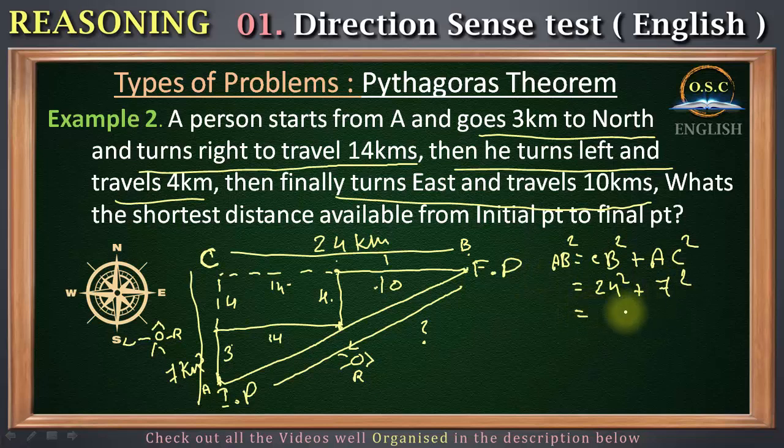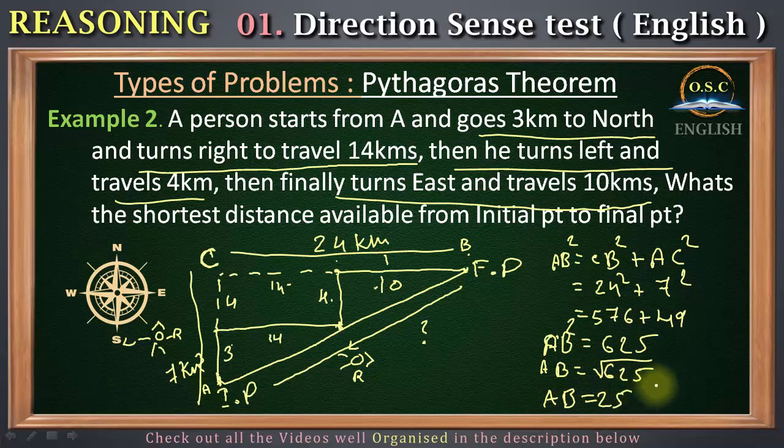That is going to make it 576 plus 49. That is AB square is equal to 625. Then AB has to be root of 625. Then AB has got to be 25. So the shortest distance will be 25 kilometers. So this is how you need to solve it.